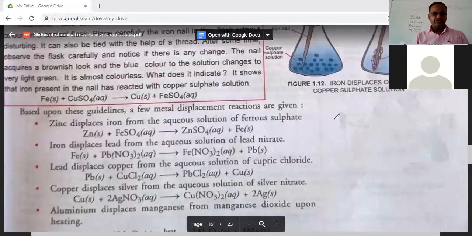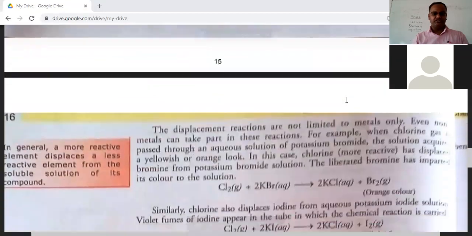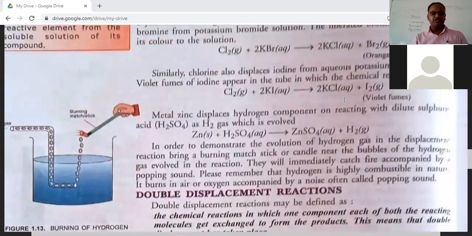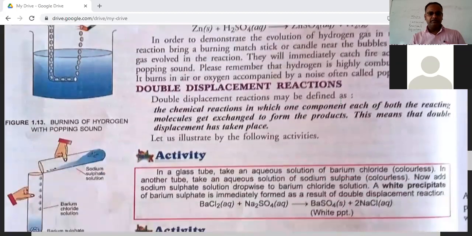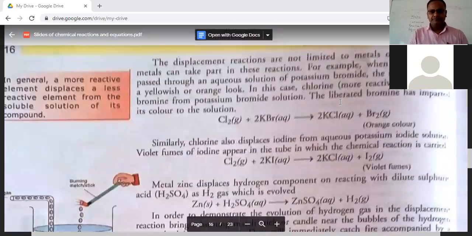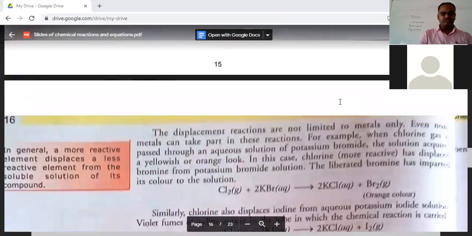Correct. Now students, after this we will be coming to the types of displacement reaction. Actually, we have to study two types regarding the displacement reaction.